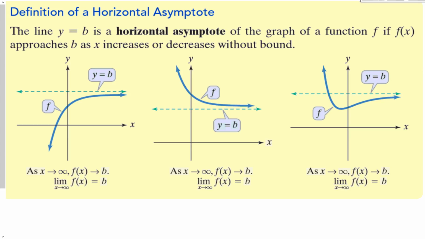So instead of the graph, this blue graph, approaching a specific point, we're going to focus on the end behavior. As x approaches infinity, the function approaches some number b. And notice here that the graph actually crossed the horizontal asymptote. But that's not what's important. The important thing is what's happening at the end of this function. So the line y equals b is a horizontal asymptote of the graph of the function f if f approaches b as x increases or decreases without bound.